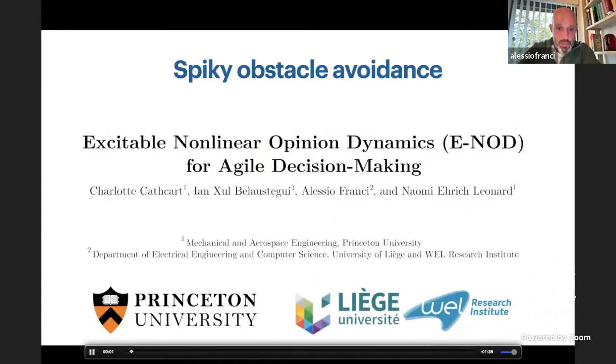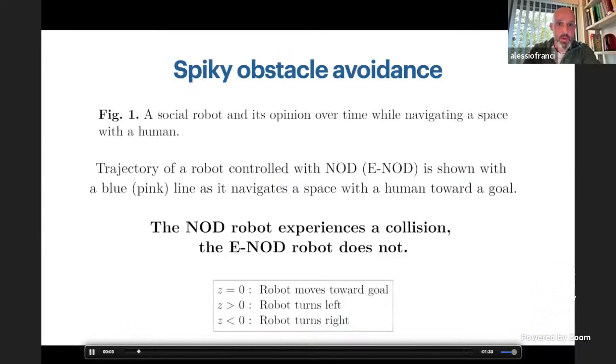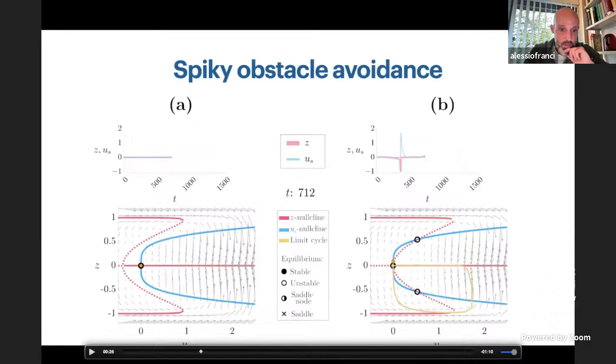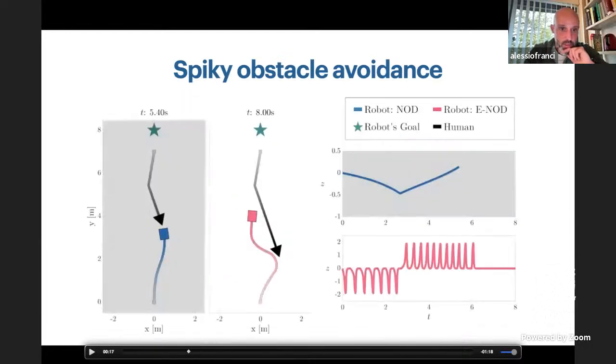So I will show you a video about something. What you will see is a robot. In the video, the square is a robot, and the arrow is a human. Of course, everything is simulated.